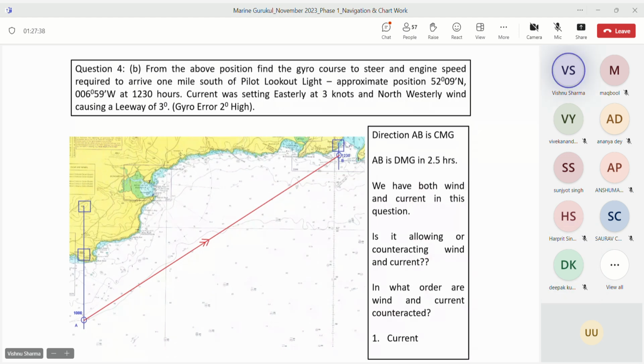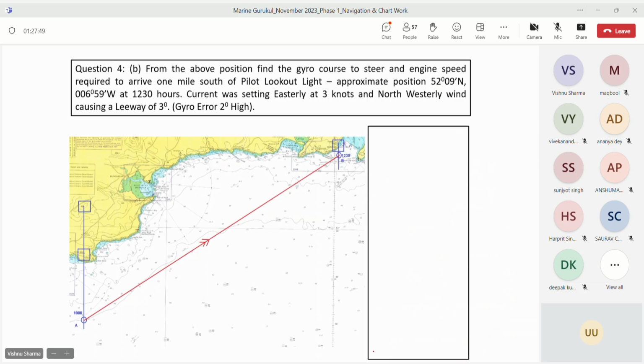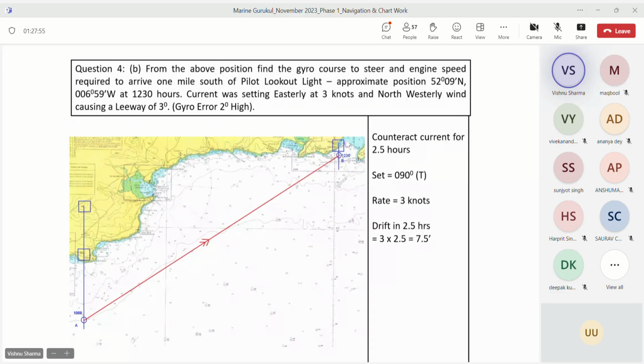You don't have to write this. This is only for reminding you, which I have already asked you these questions, right? Not to be written in the answer sheet. 7.5 miles is the drift. This is on the answer sheet. This is to be calculated on the answer sheet. Okay.